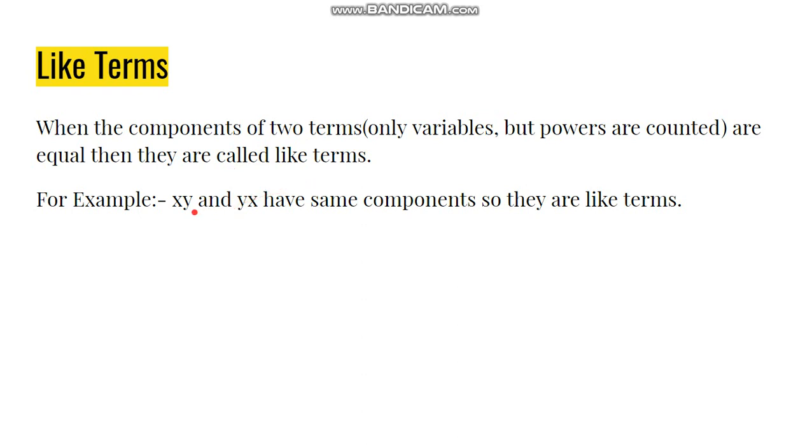For example, xy and yx have the same components, x into y and y into x. So they are like terms. And if there were 2xy and yx, then also they would be like terms or equal terms, as constants are not counted.